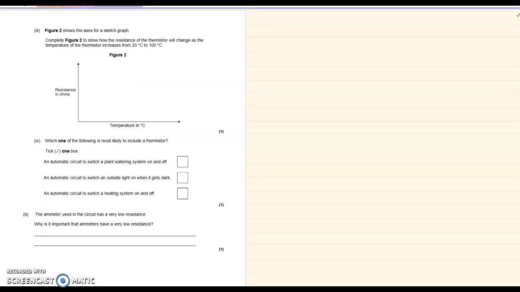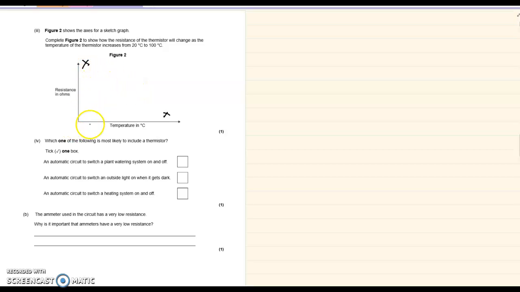Okay, when you've got these questions about graphs, we're being asked here to sketch a graph. Sketch just means showing the shape, but we don't need to put any values. So think what we know about thermistors. We need to remember the key fact that at higher temperatures, the resistance is lower. So I'm going to have a point down here somewhere. And at lower temperatures, the resistance is higher. There's going to be a point up here.